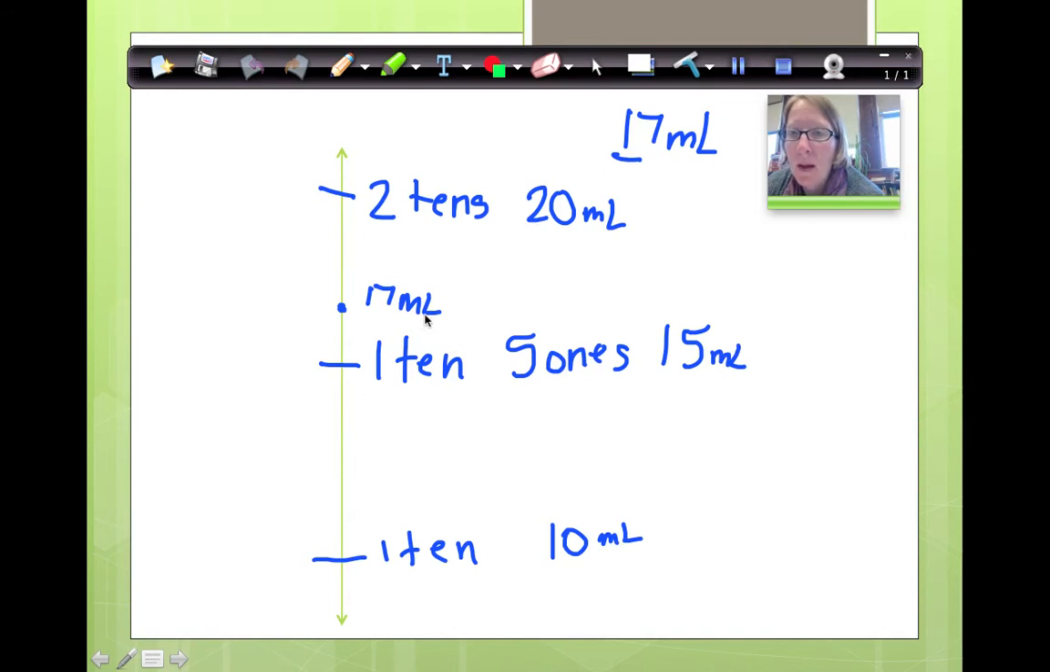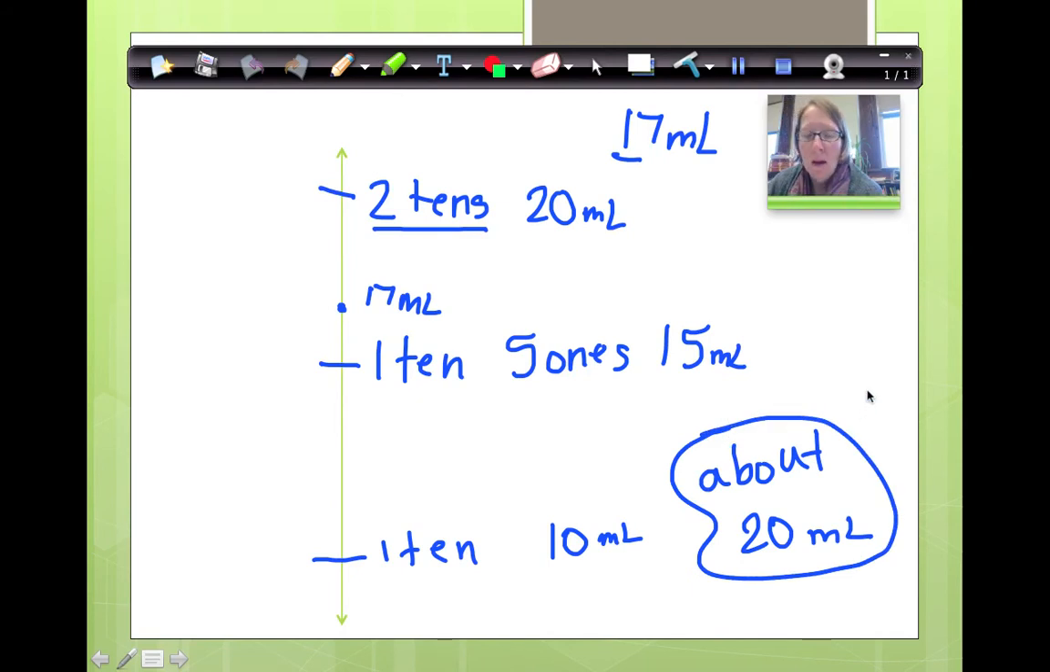Well, what was our rule? 5 and above goes up, 4 and below goes down. So what do we have? We definitely have one that's above our halfway mark, or our 5 and above, so we're going to round it up to the next 10, which would be 2 tens. So 17 milliliters is about 20 milliliters. Okay, make sure you circle it.